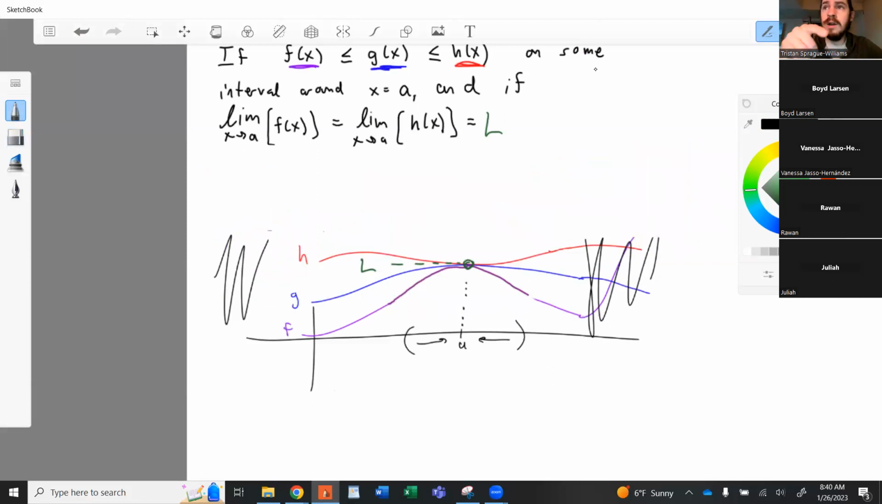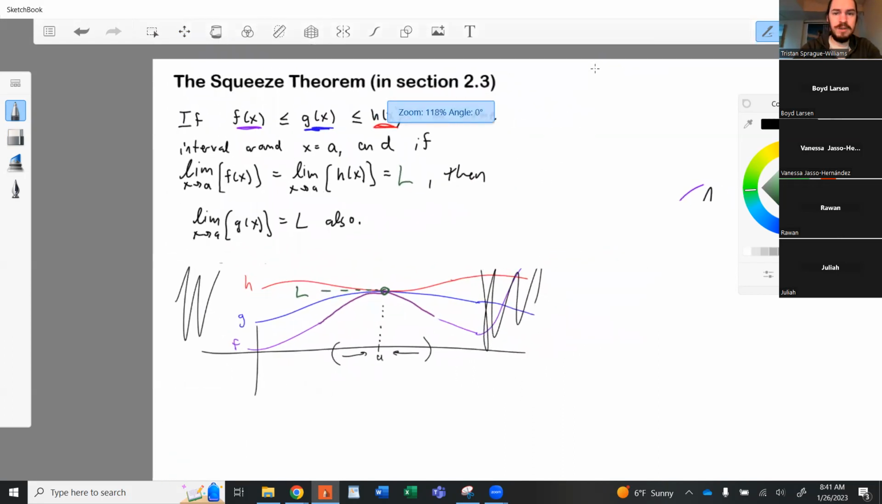So the point here is that the middle function that's in between the f and the h gets squeezed, right? If f and h are both approaching the same limit, then the middle function must also be approaching that limit. And that's it. That's the squeeze theorem. So let's look at an example.